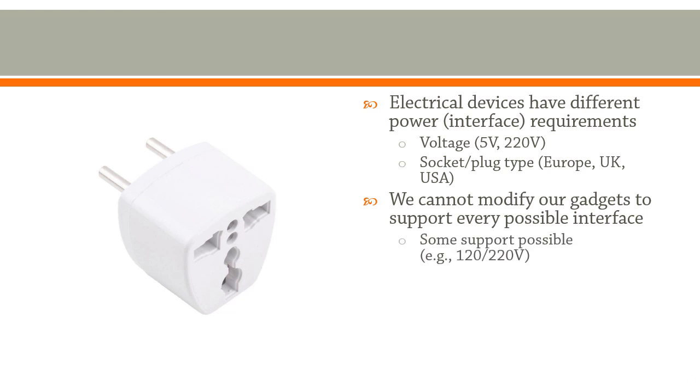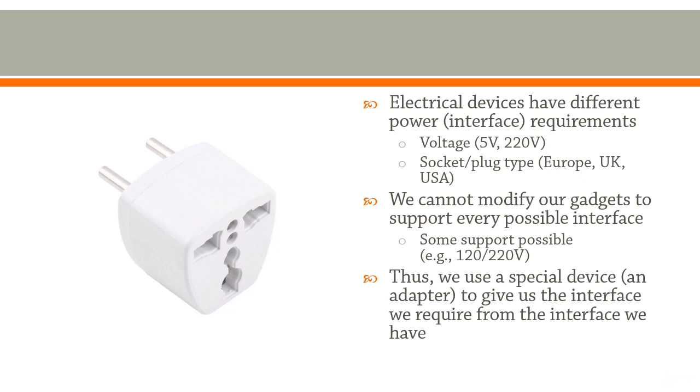Some support for different systems is possible. So for example, when you buy a shaver, that shaver's adapter would probably support both 220 volts as well as 120 in the United States, but that's about it. That's the only device I can think of which actually goes out of its way to support different electrical systems. So we need a special device, which is called an adapter, to give us the interface that we require from the interface that we have. So we might have let's say a 220 volt interface, but we need an adapter so that it can give just 5 volts to the mobile phone that we need, for example.